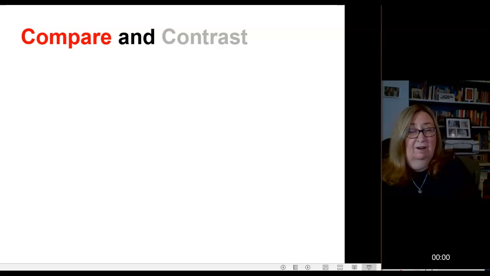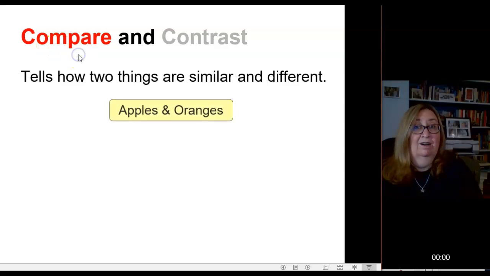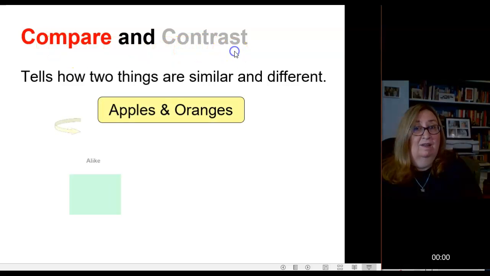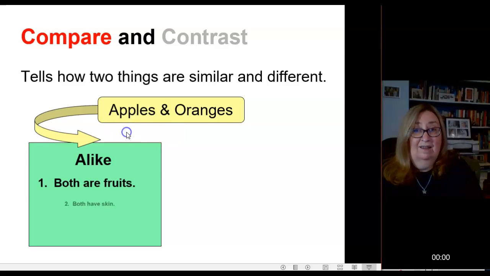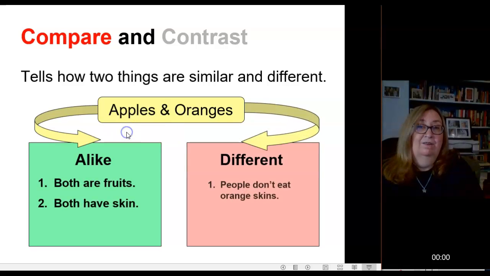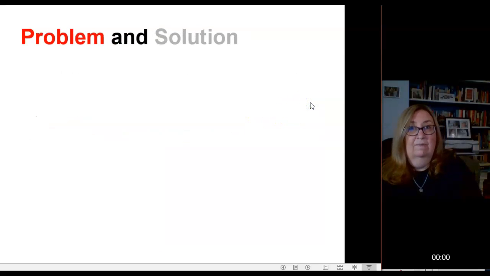Then we talked about compare and contrast, which we learned is looking for similarities when we compare and differences when we contrast. And we took two objects. You can take two books, two characters, two themes, two anything, and tell how they're alike and how they're different. And then you're comparing and contrasting.